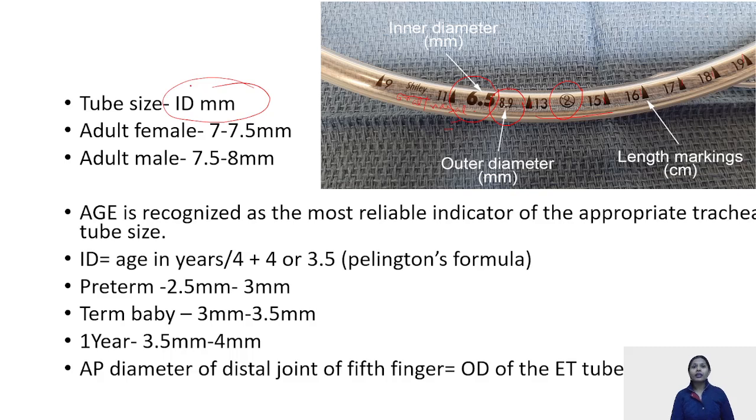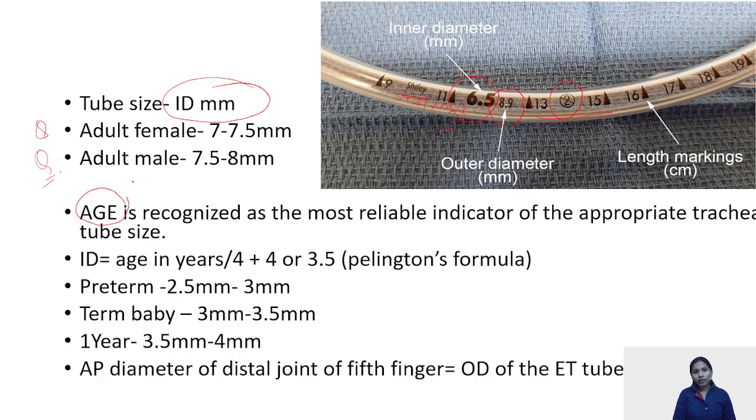In general, in adult females, we use a 7 to 7.5 mm tube. In adult males, we use a 7.5 to 8 mm tube. The maximum diameter tube that is available to us is 10 mm. Now, this is again a question.